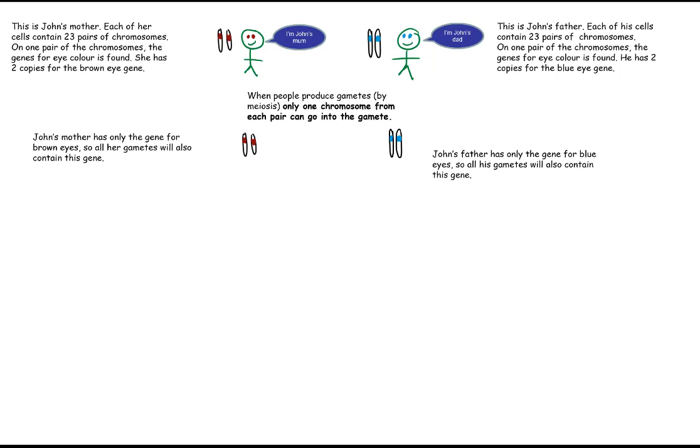So John's mother has only the gene for brown eyes, so all her gametes will also contain this gene. And John's father only has the gene for blue eyes, so all of his gametes will also contain the blue eye gene. So they split up, and that's what you would get. So that means all of John's mother's eggs will contain a chromosome which contains a brown eye gene, and all of his dad's sperm will contain a chromosome which contains the blue eye gene.